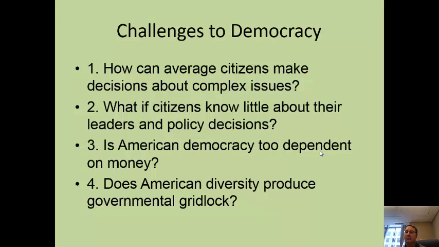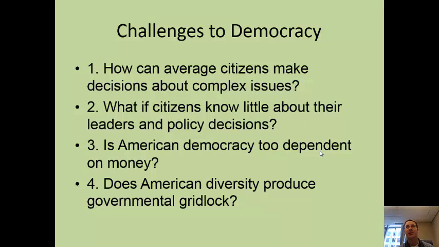What if citizens know little about the leaders that they select and their policy decisions? Maybe you just thought this guy or gal was a cute politician, so that's why you voted for him or her, without any knowledge whatsoever about how they feel about student loans, for instance, right? So maybe you have very little knowledge about the politician's own policy decisions.